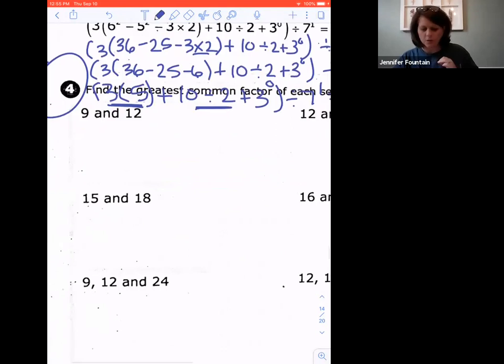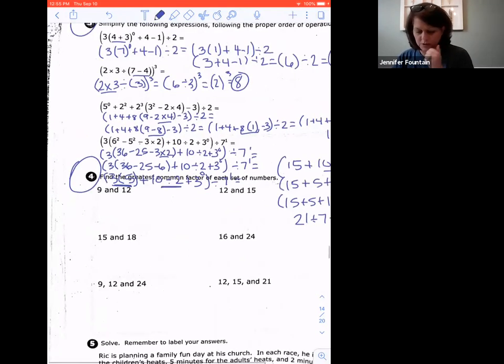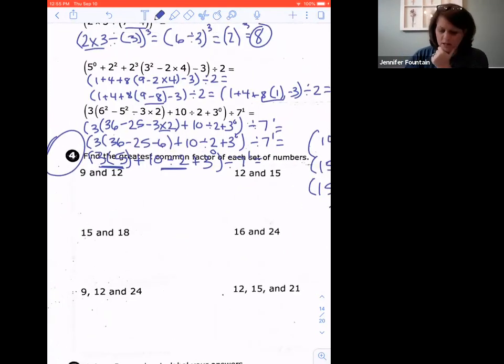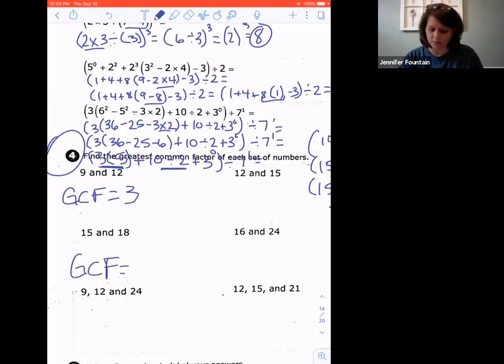So what we'll do is we will go down the left side first. So the greatest common factor of 9 and 12 is 3. The greatest common factor of 15 and 18 is also 3. And the greatest common factor of 9, 12, and 24 is 3. Any questions on that column?